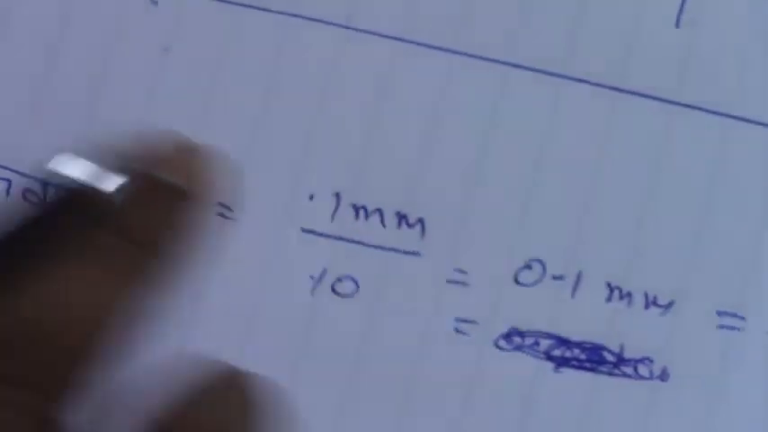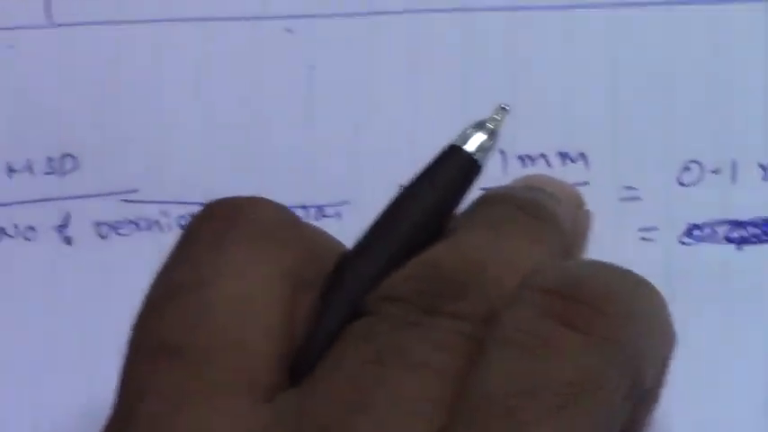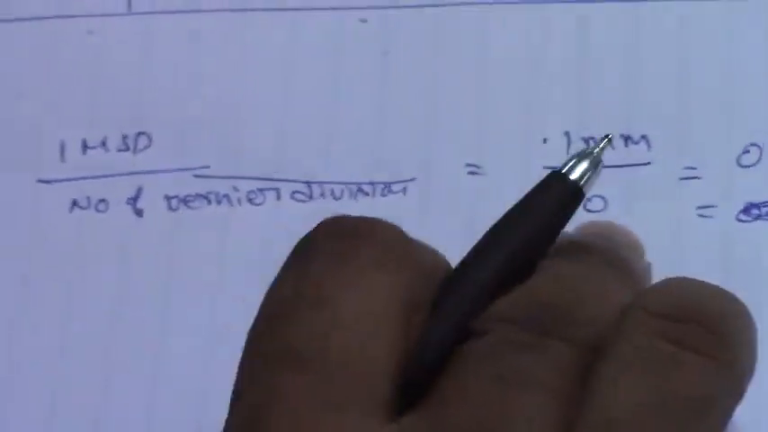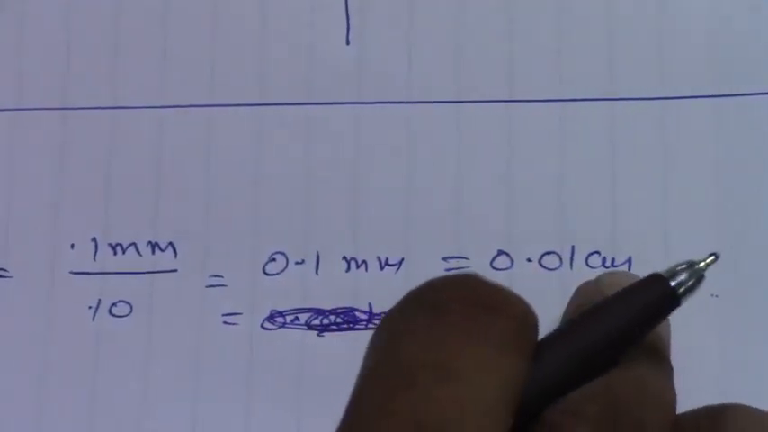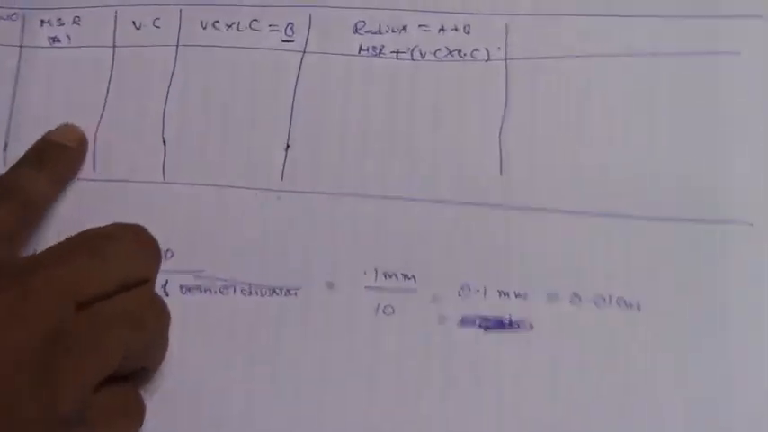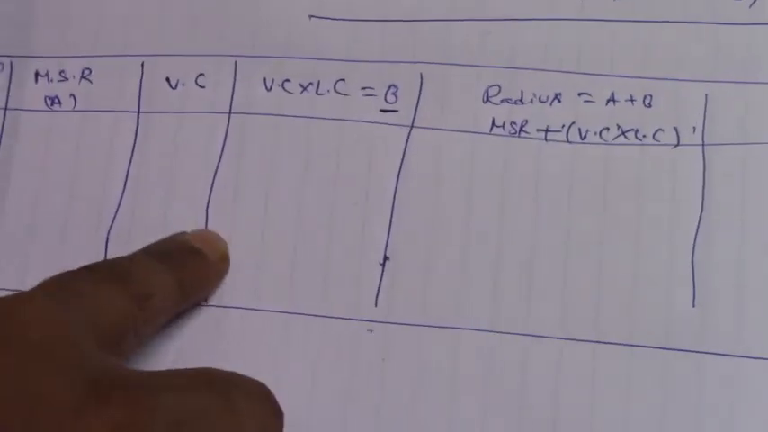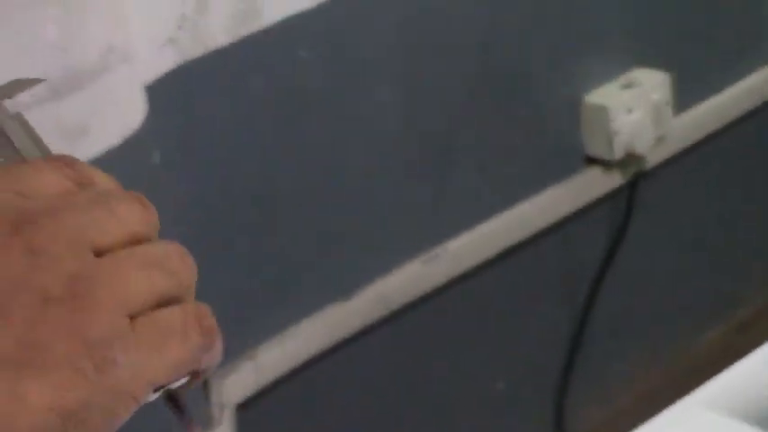The least count of this apparatus, as I told you, is 1 main scale division, which is 1 mm, divided by the number of vernier divisions, which is 10. So 1 by 10 is equal to what, students? 0.1 mm. If you convert it into centimeters, it is 0.01 centimeters. So how do we measure the radius of the disc? We have to measure it by using the vernier calipers. I already introduced you, this is the vernier calipers.